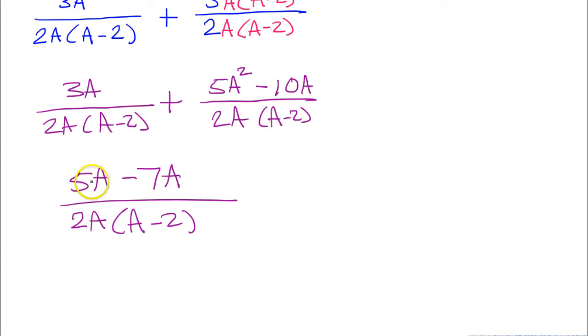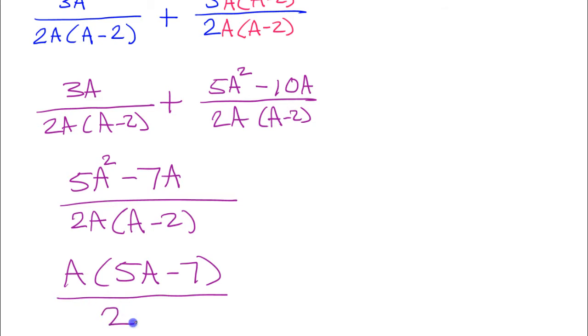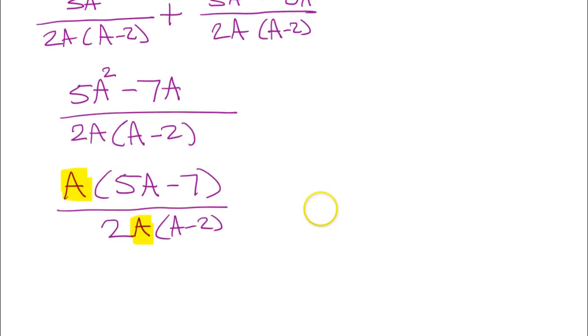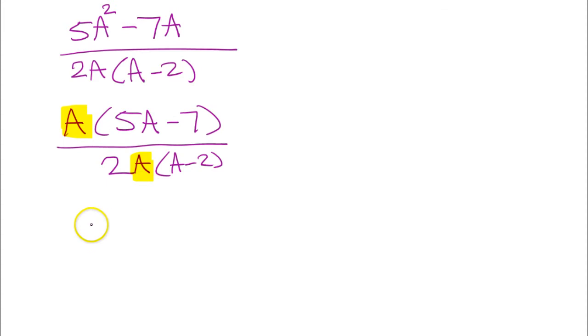Alright, now I'm seeing a common factor of a. Oh, yeah, it's a squared. I'm seeing a common factor of a that I want to bring out and cancel. So if I factor out the common a, then that's going to leave behind 5a minus 7 over 2a minus 2. So you see that this a and this a will cancel each other out. Okay, and that's going to leave you with your final answer of 5a minus 7 over 2 times a minus 2.